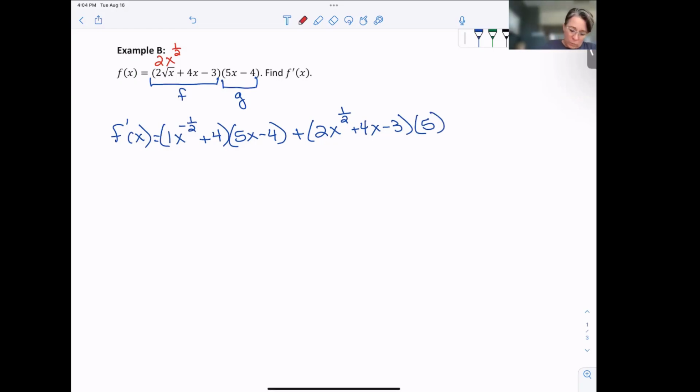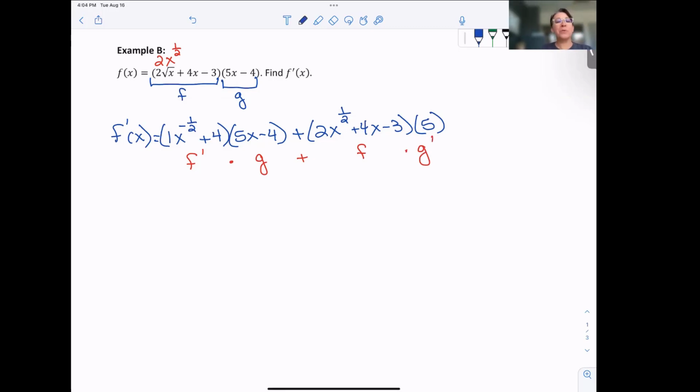So again, we've taken the derivative of the first function times the second one as is, plus the first function as is, times the derivative of the second function. I wrote it correctly. I hope I said it correctly.